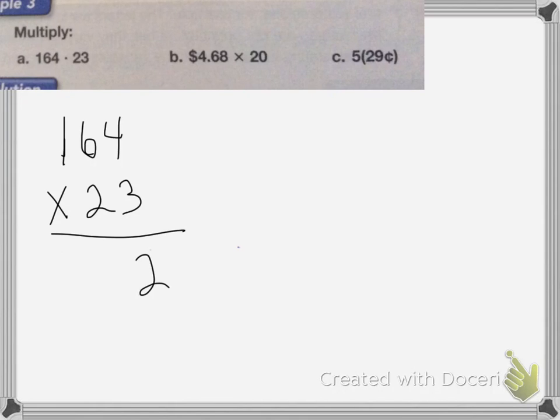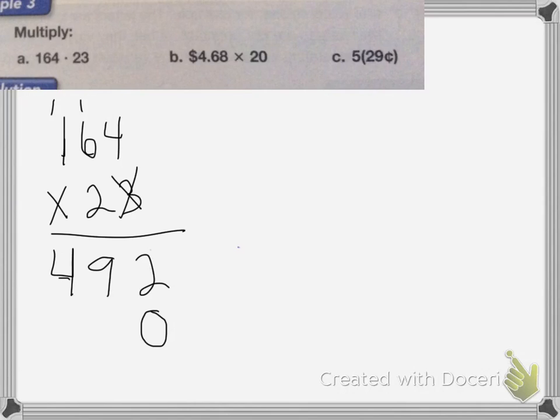With multiplying, we usually put the number with the most digits on top. It makes it easier. So I'm going to do 164 times 23. We start with the ones place. So 3 times 4 is 12. Carry my 1. 3 times 6 is 18, plus 1 is 19. Carry the 1. 3 times 1 is 3, plus 1 is 4. I'm done with 3, so I'm going to cross it off and put a 0 underneath, because now I'm multiplying by 20, technically. If I put the 0 down, that takes care of the 20 part.